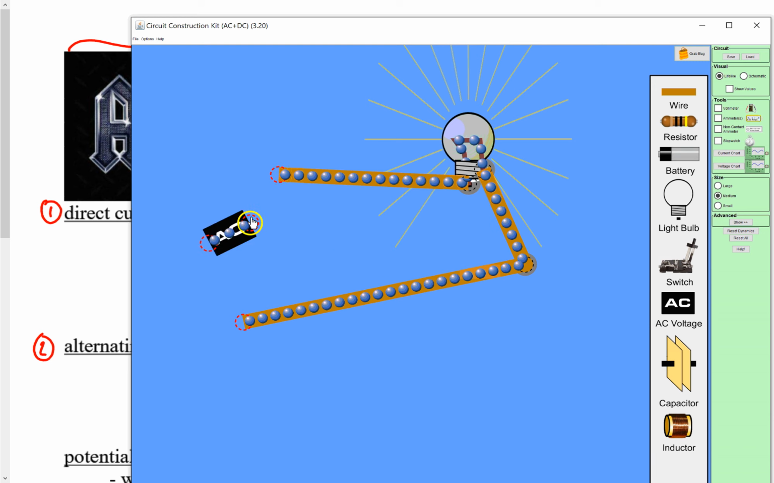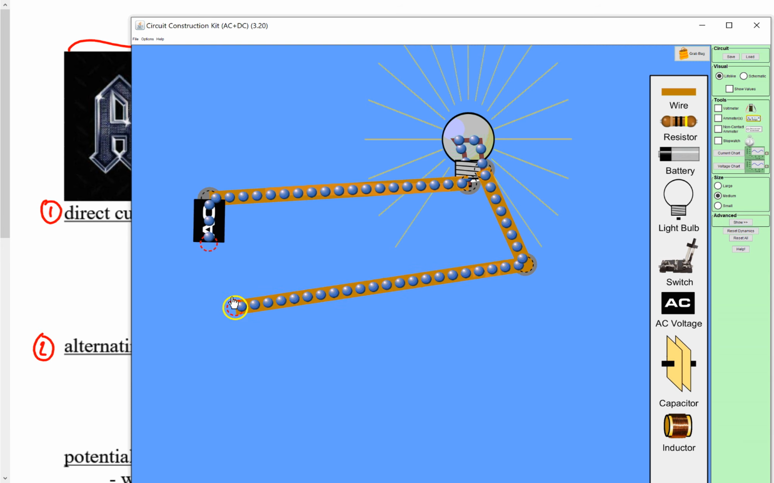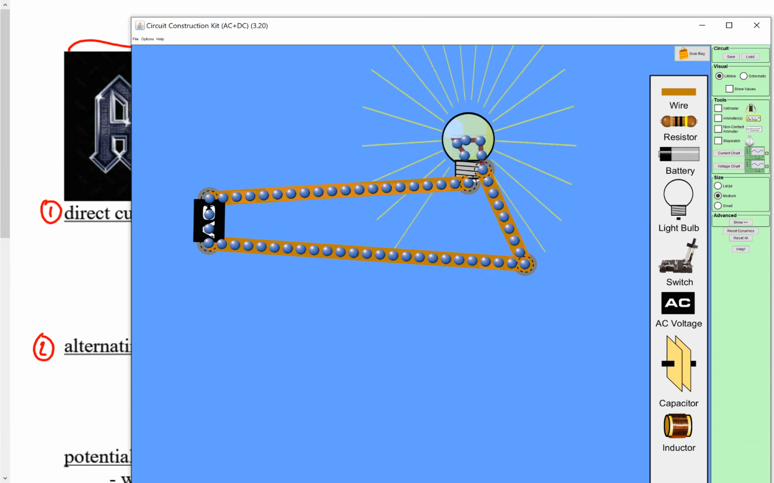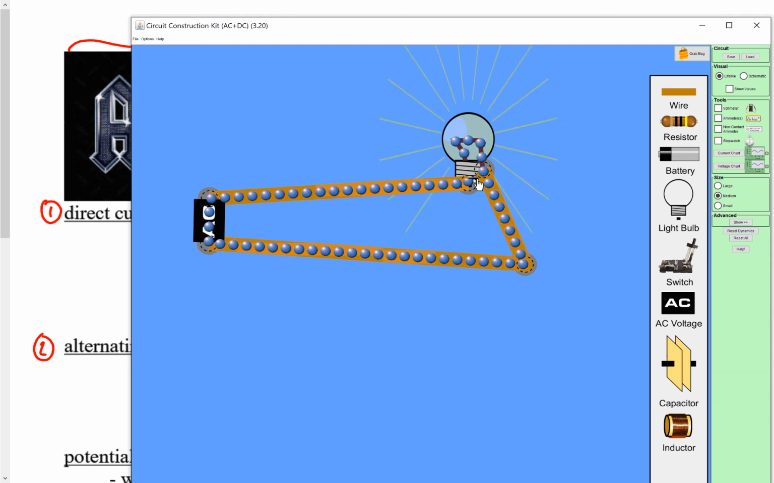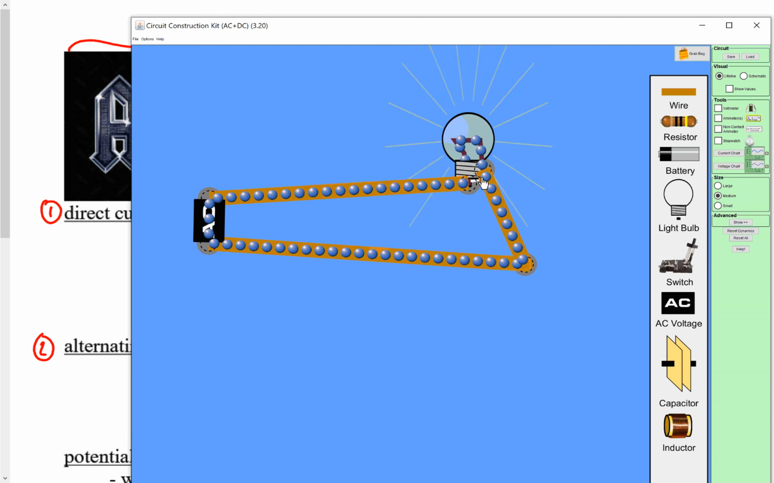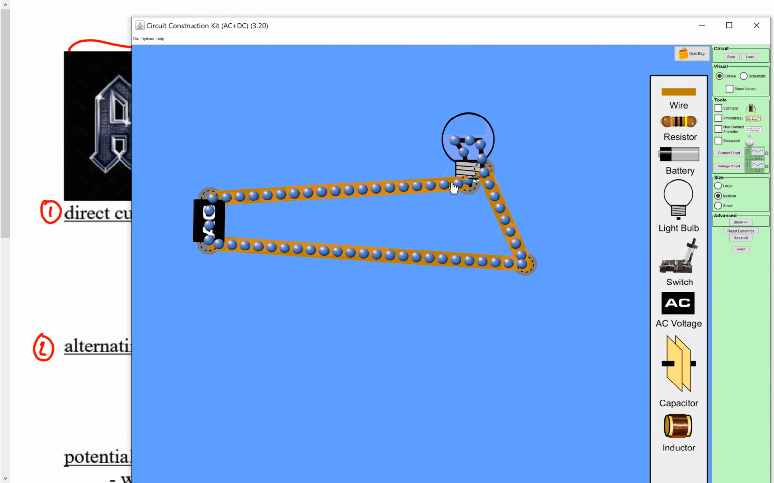Let's get an AC power source in. I want to turn it sideways. Now let's connect the AC source and hit play again. Look carefully at the electrons. The bulb is still lighting, but if you notice, with an AC source, all it's doing is moving the electrons back and forth.